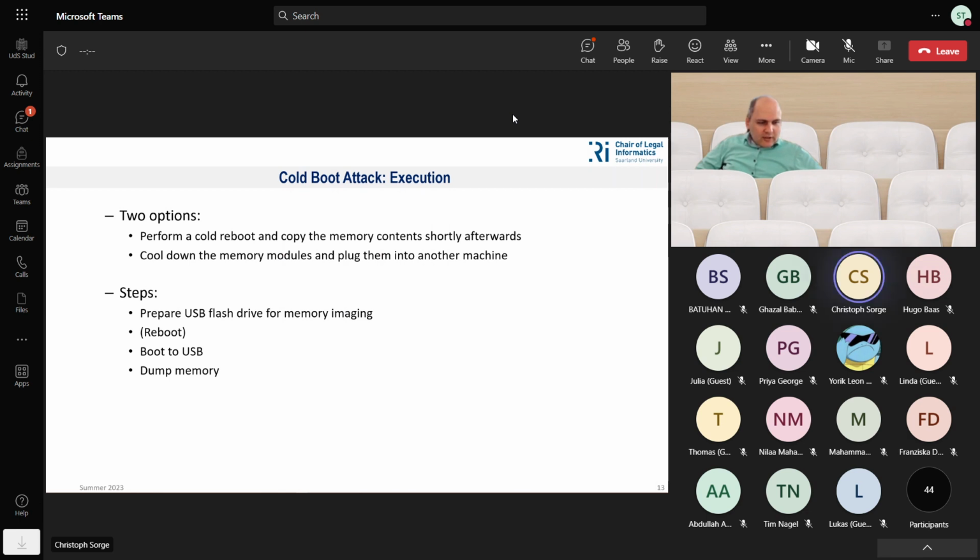So let's start with the first version. With booting from a USB flash drive, what might happen that prevents you from doing that? Why could a cold boot attack be unsuccessful if you do the cold reboot and then try to read the memory contents afterwards? Can you always boot from a USB flash drive?